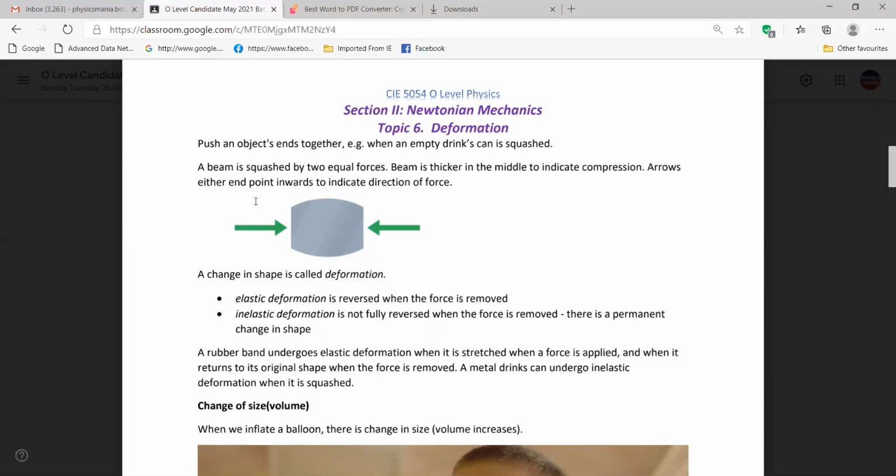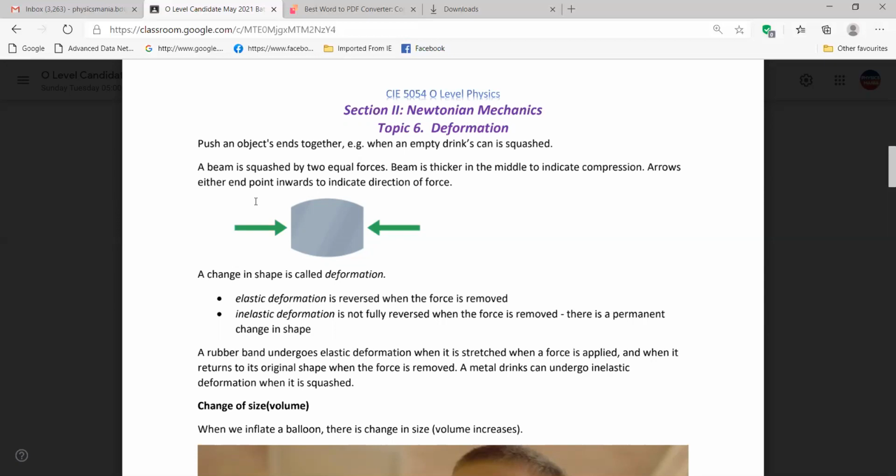A rubber band undergoes elastic deformation when it is stretched by an applied force, and it returns to its original shape when the force is removed. A metal ring can undergo inelastic deformation when it is squashed.